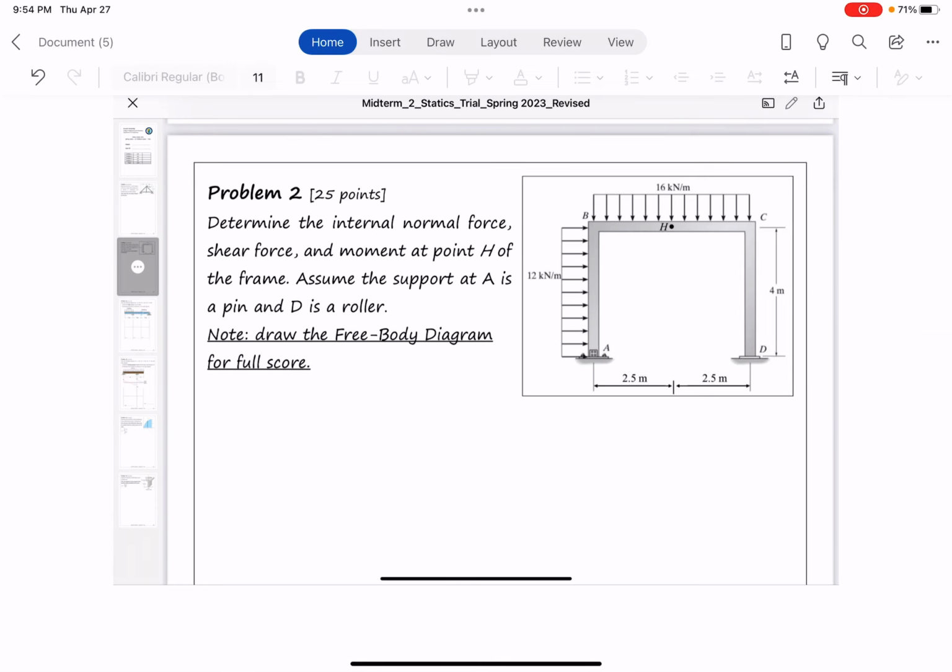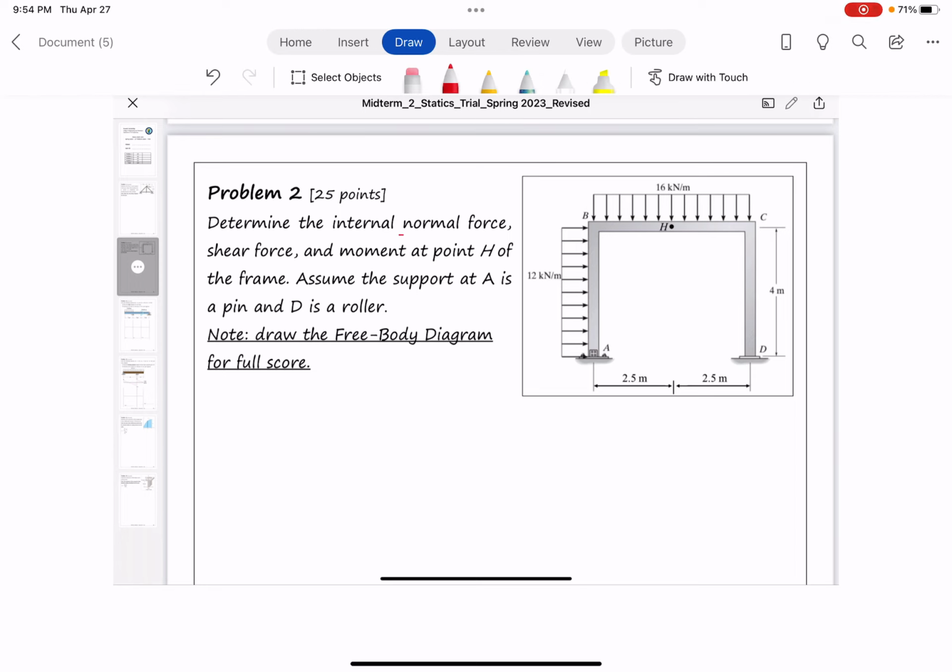Let's look at this problem. Number 2, determine the internal normal force. So we want to find out the normal force, the shear force, and the moment at point H of the frame. So this is the frame, and assume that the support at A and D, A is a pin, so A has AY, and assume it is like this, and D is a roller, which means that there is one reaction up.